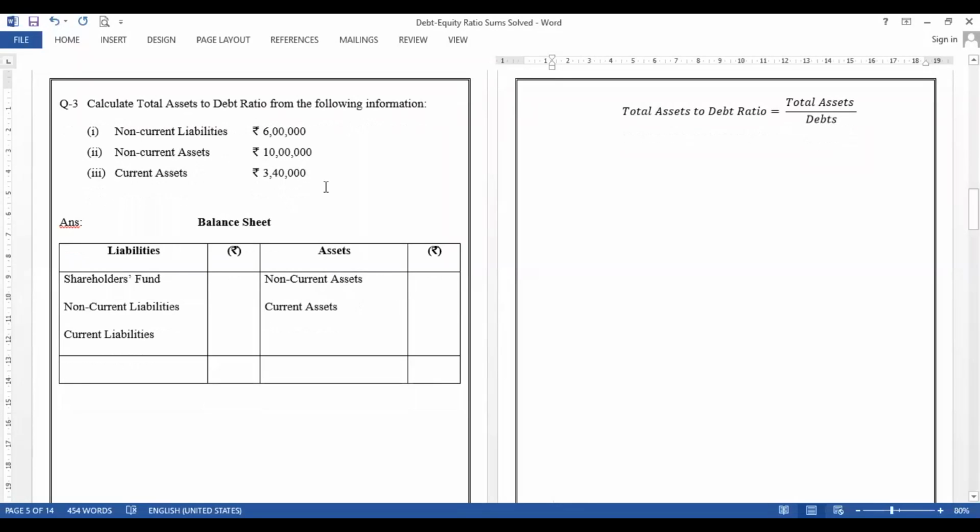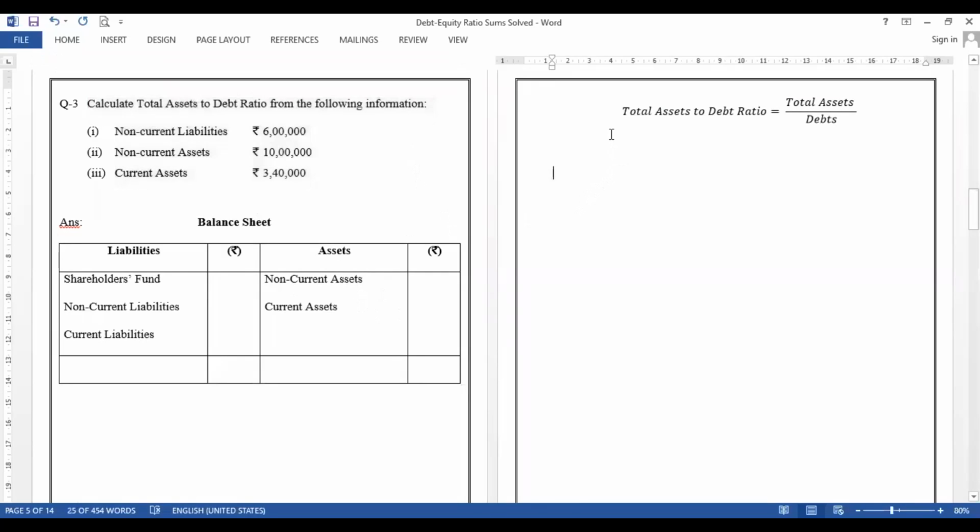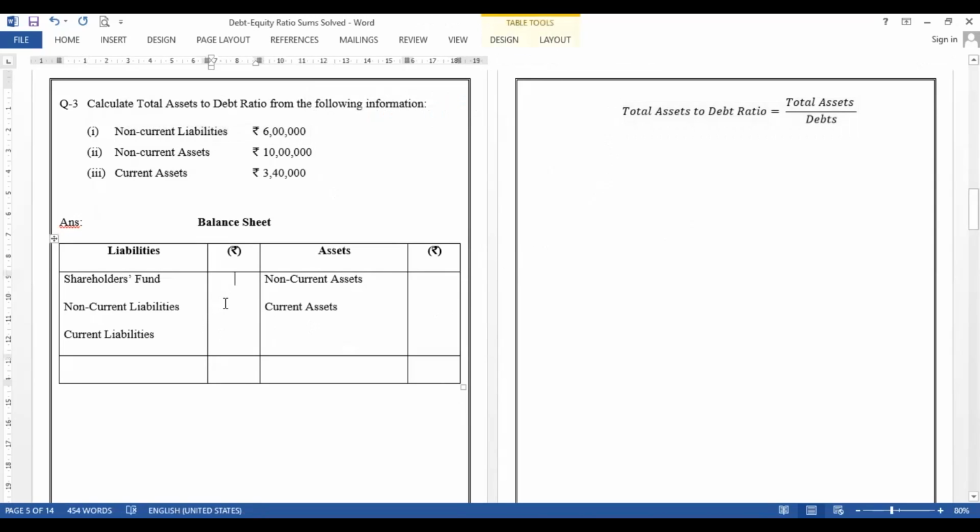Let us go through the next ratio now, the total assets to debt ratio. We can see that the question asks us to calculate the total assets to debt ratio from the following information. Non-current liabilities is given, non-current assets is given, and current assets is given. The formula for the total assets to debt ratio is total assets upon debts. Let us calculate that. Available information is non-current liability. So let me place this in the balance sheet. 6 lakh rupees is for non-current liabilities. Non-current asset is rupees 10 lakhs. Current asset is rupees 3,40,000.